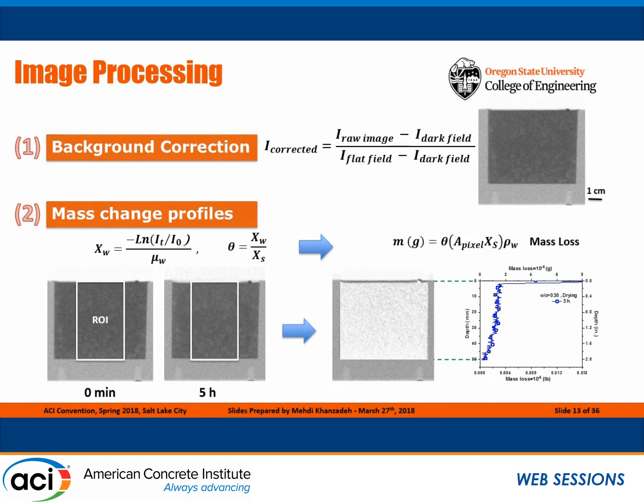These are examples of the images. I have the 0 minute as a reference image, and then I have a 5-hour or other time series images. Then I can normalize these images based on the 0 minute and get this difference. The dark area here shows the settlement. And this is how the mass changes inside the sample. Based on these formulas, I can get the profile for the mass. This is the surface of the sample, and then it goes down to the bottom.